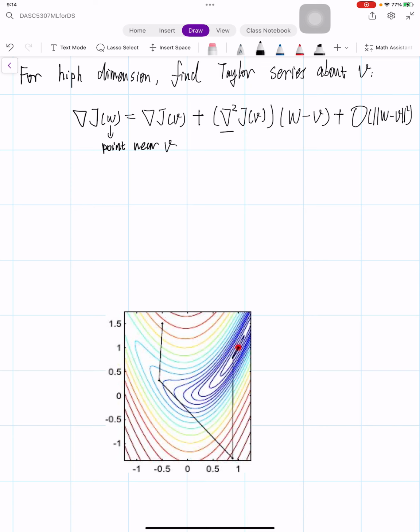This second gradient, in the univariate case, is the second derivative, but for the multivariate case, you have the Hessian matrix of J at v.